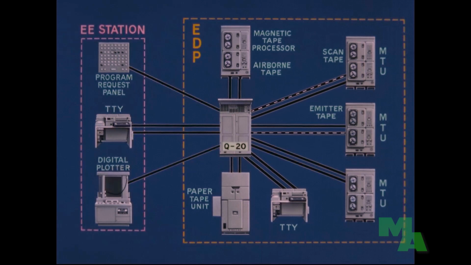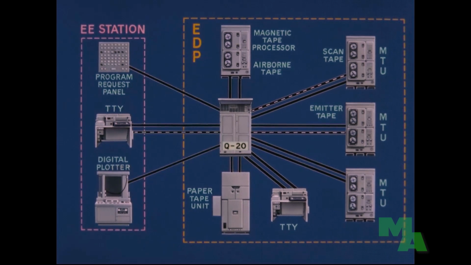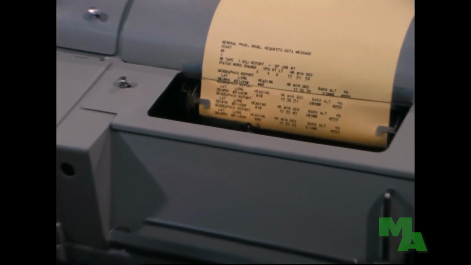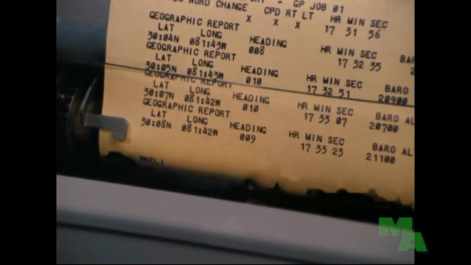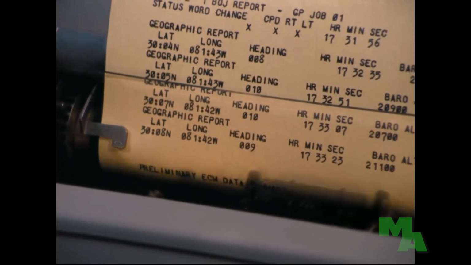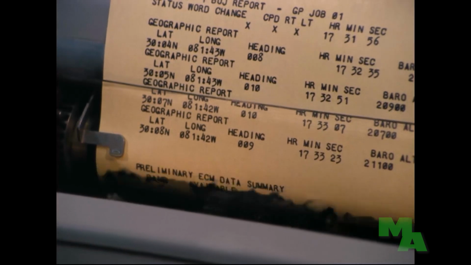The appropriate navigation information is also transferred. During this time, the computer also sends to the electronic evaluator a running summary of the information that is being decoded by the processing. His teletype gives him a readout of how many emitters have been processed.